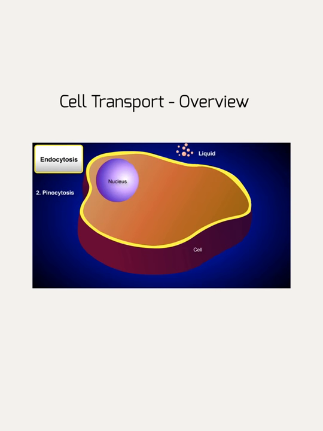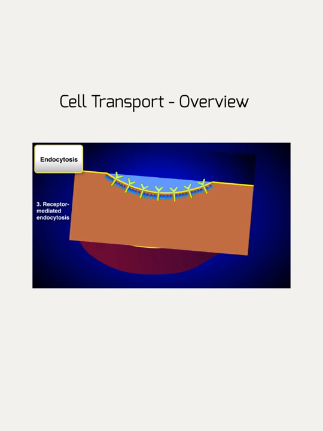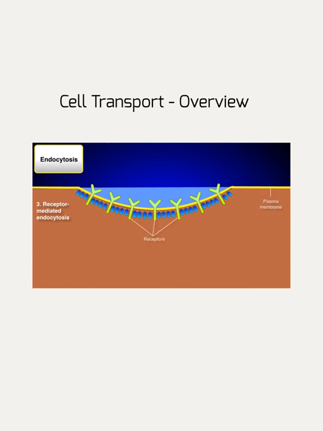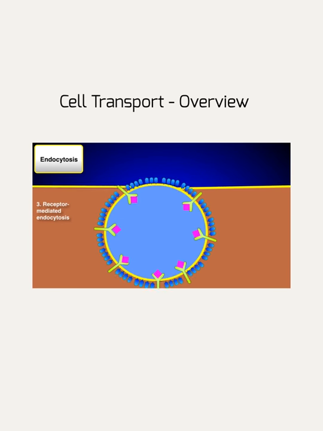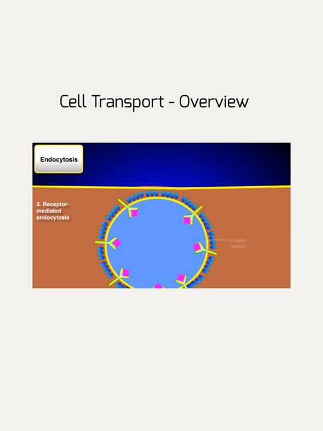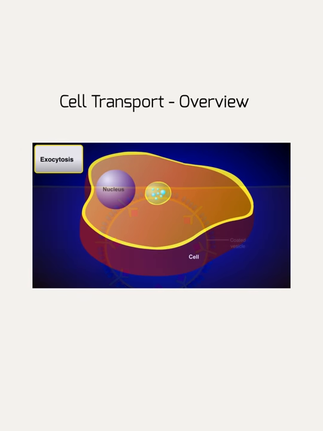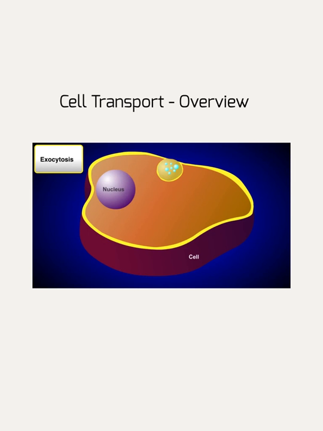Pinocytosis occurs when vesicles form around a liquid or very small particles. During receptor-mediated endocytosis, molecules bind to specific receptor proteins embedded in a coated pit within the plasma membrane. When enough molecules accumulate in the coated pit, the pit deepens, seals, and is incorporated into the cell as a vesicle. Exocytosis is the opposite of endocytosis. During exocytosis, membrane-bound vesicles move to the surface of the plasma membrane, fuse with the membrane, and then release their contents to the outside of the cell.